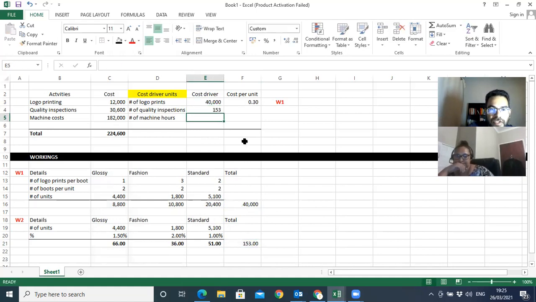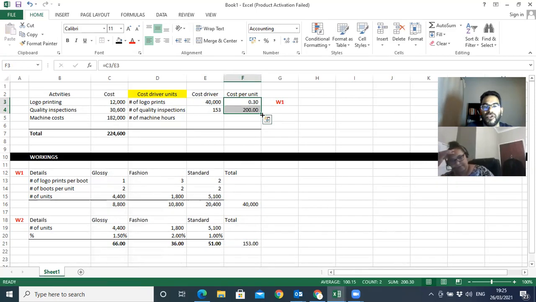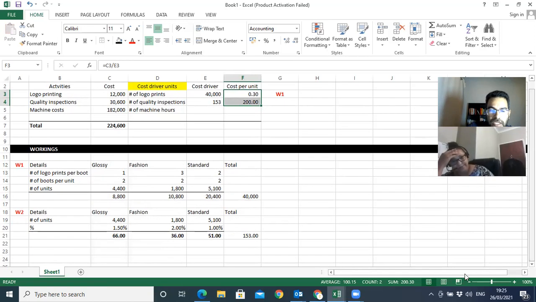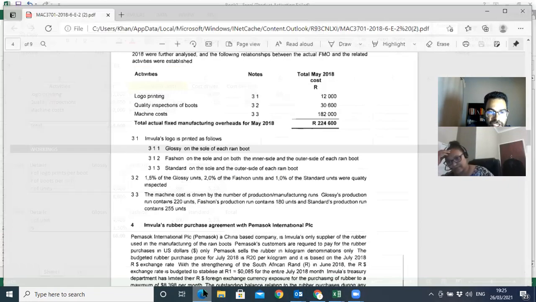So the cost of inspection would be 30,600 divided by 153. So the cost per inspection is 200 rand. Now we do a similar thing for the machine hours, but they gave it to us. So I'm just going to go see. The number of machine hours was given.